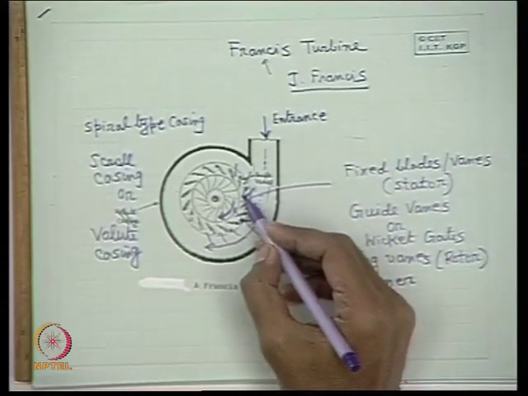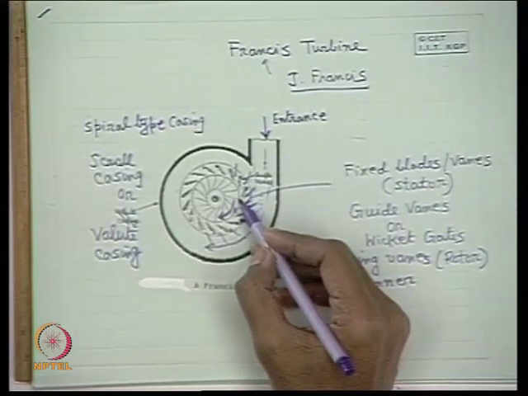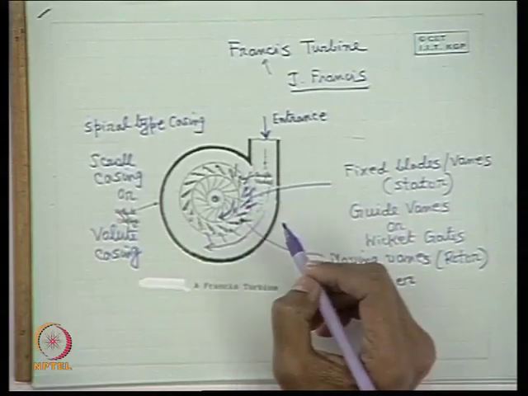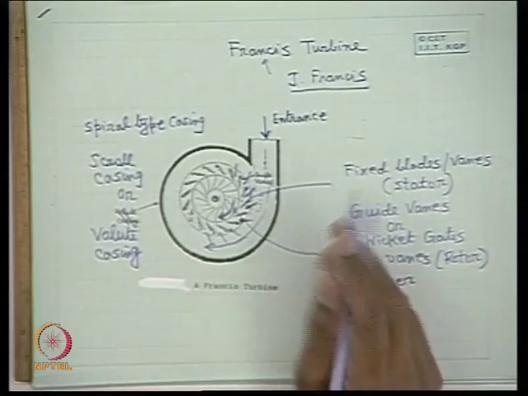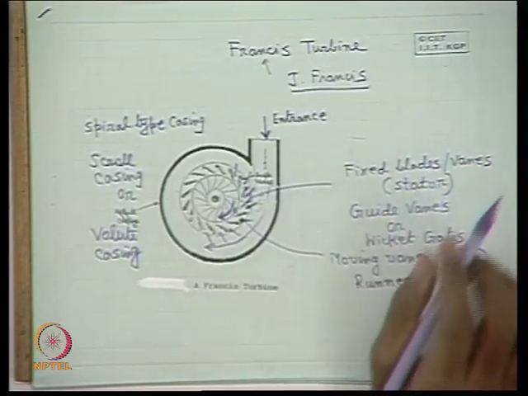Another function of the guide vane is to direct the fluid to the runner blade at an appropriate angle. That means an angle equal to the angle of the runner vane at inlet, so that a smooth, shockless entry to the runner takes place. So, we can isolate here the purpose of the guide vanes, which I will explain afterwards.